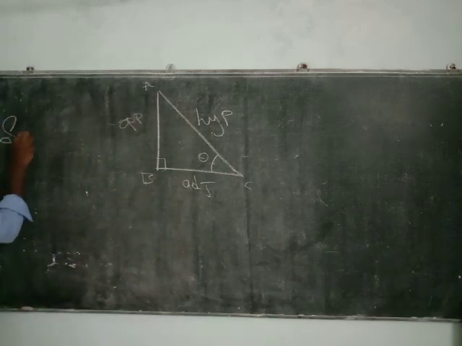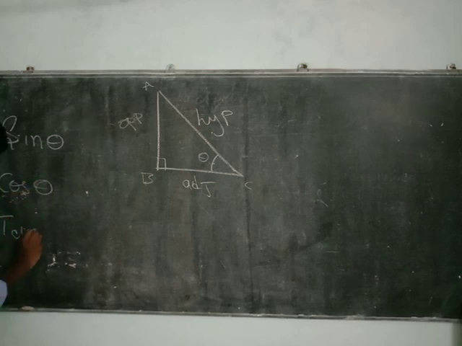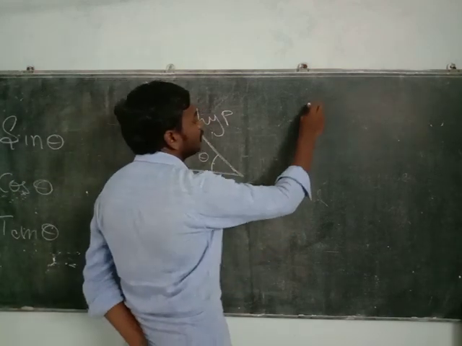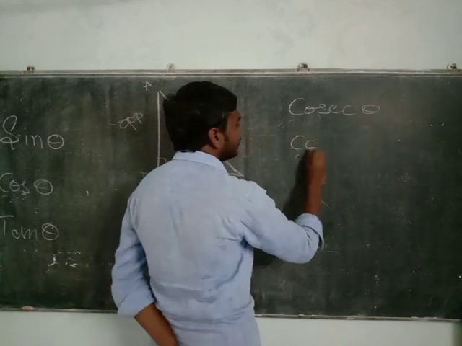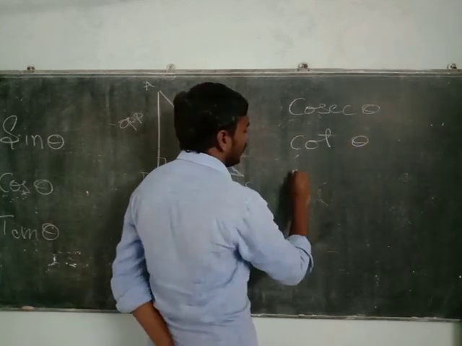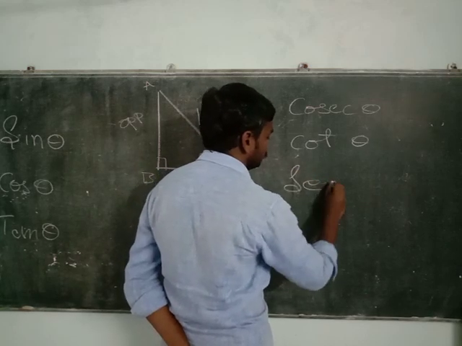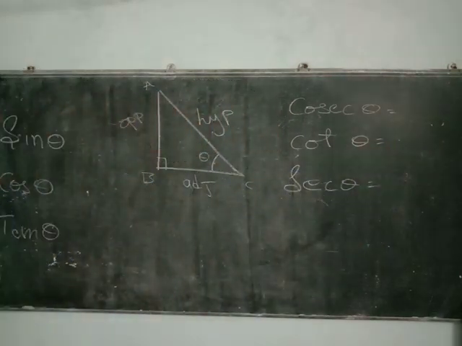They are sin theta, cos theta, tan theta, and also cosecant theta, cot theta, and secant theta. So these are the important trigonometric things that we have to remember.